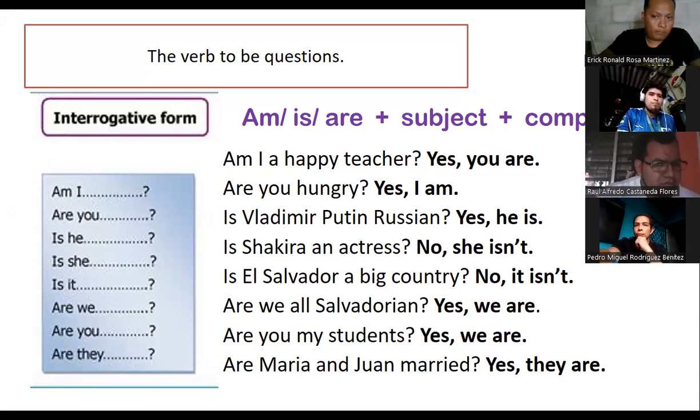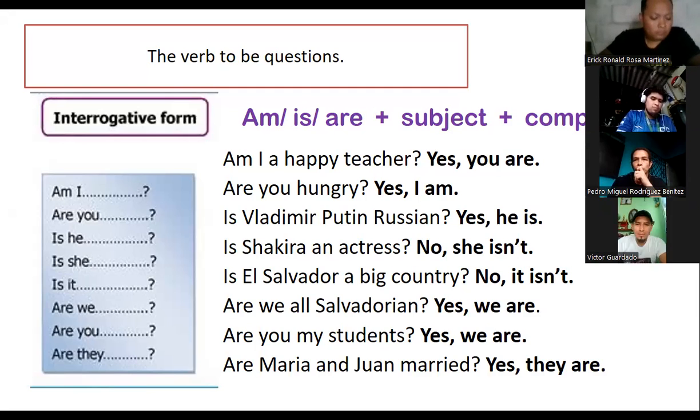Anderson, su pregunta sería, is your favorite food pupusas? Algo en lo que yo le pueda decir sí o no. Yes or no.